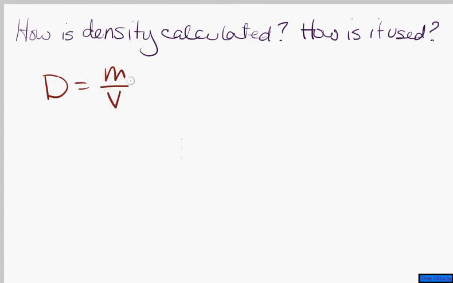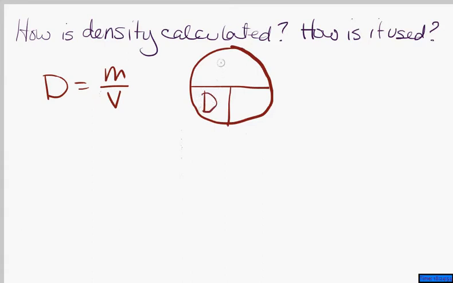Now, there's an easier way to remember this that will help you anytime you need to manipulate this formula and solve for something other than density. To start, we're going to draw a circle and divide that circle in half horizontally. And then we're going to divide the bottom in half vertically. To fill the circle, we start with the bottom left-hand corner with density. On top goes mass. On bottom goes volume.